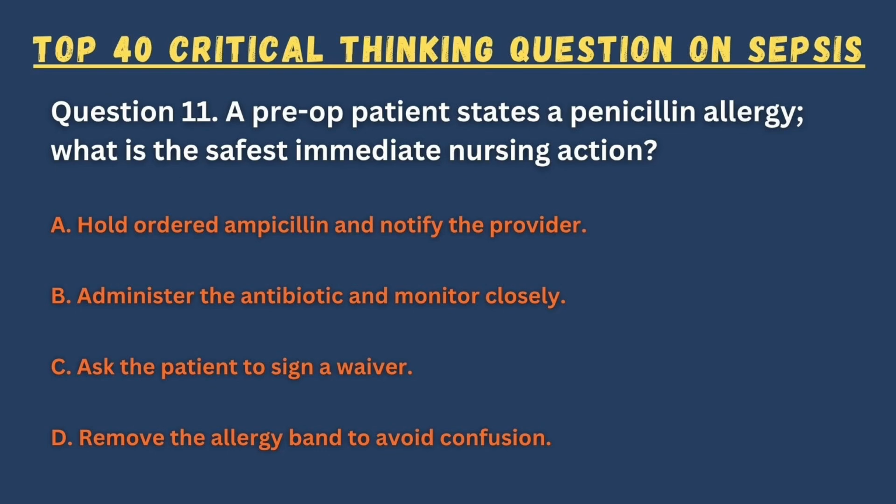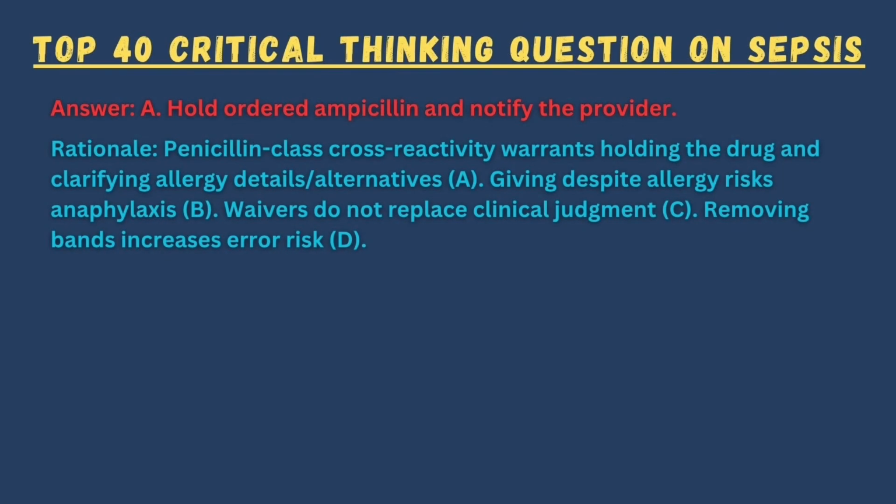What is the safest immediate nursing action? A. Hold ordered ampicillin and notify the provider. B. Administer the antibiotic and monitor closely. C. Ask the patient to sign a waiver. D. Remove the allergy band to avoid confusion. Answer. A. Hold ordered ampicillin and notify the provider.